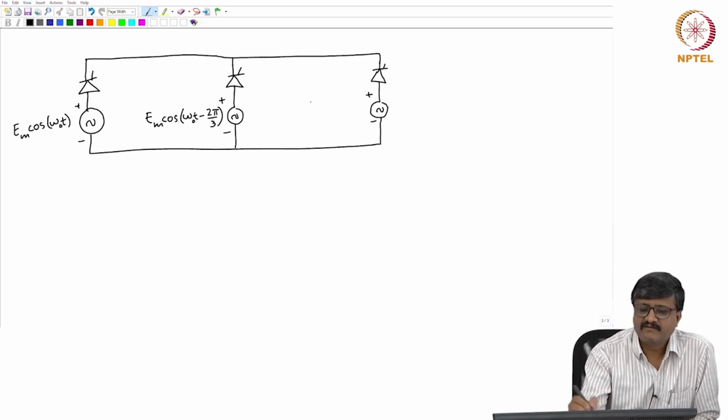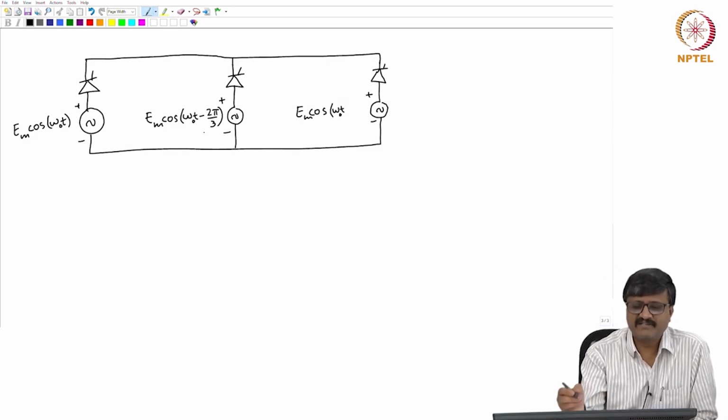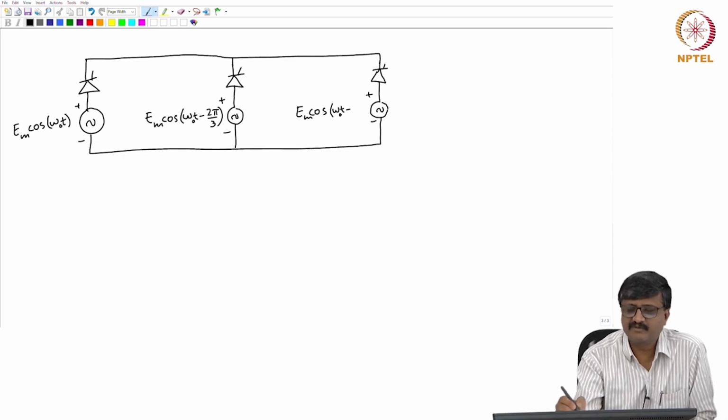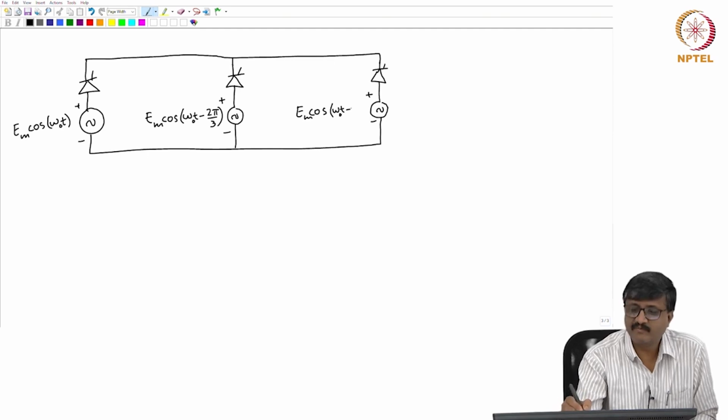and this one should be Em cos omega ot. Say I have written minus 2 pi by 3 here. What should be written here? Minus 4 pi by 3.